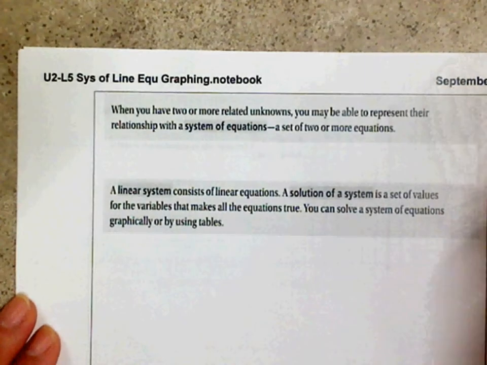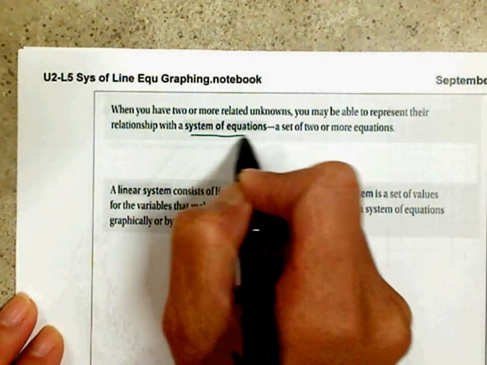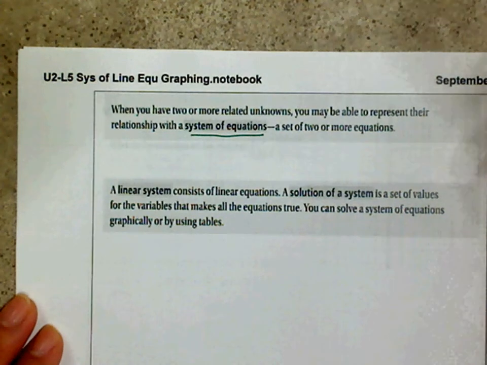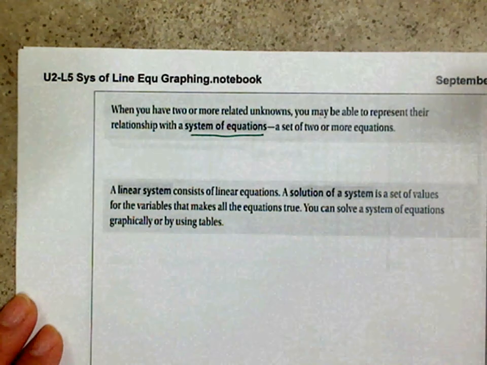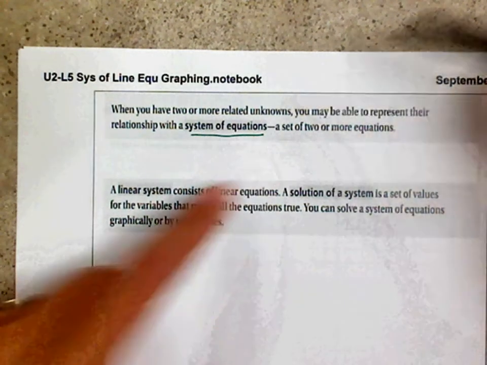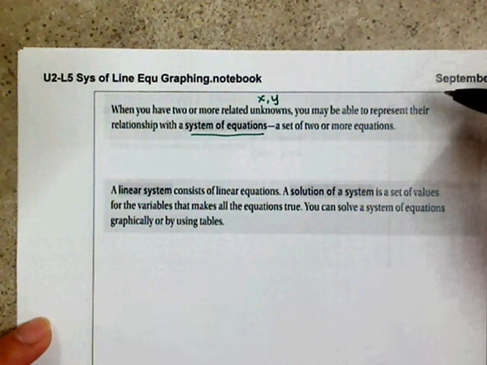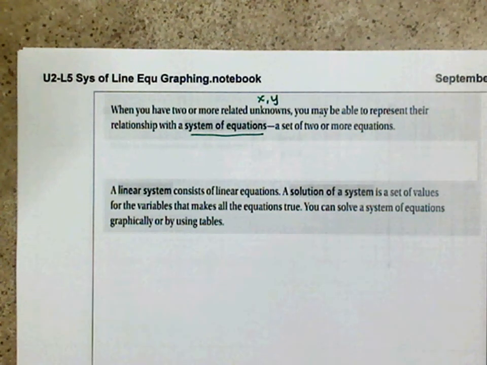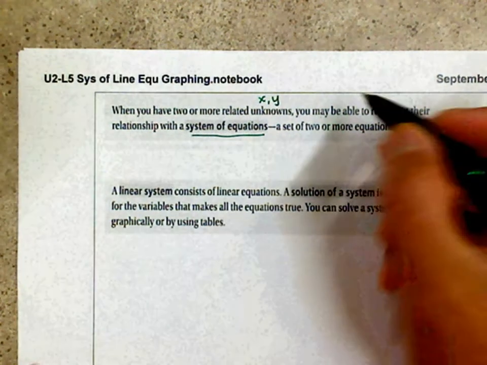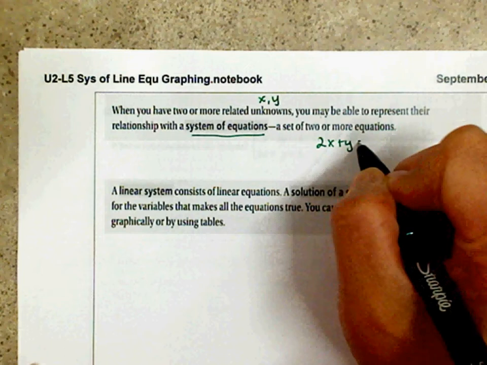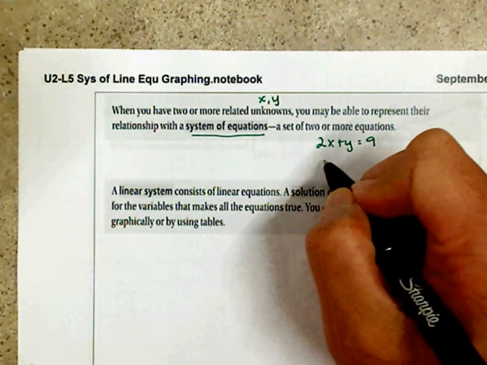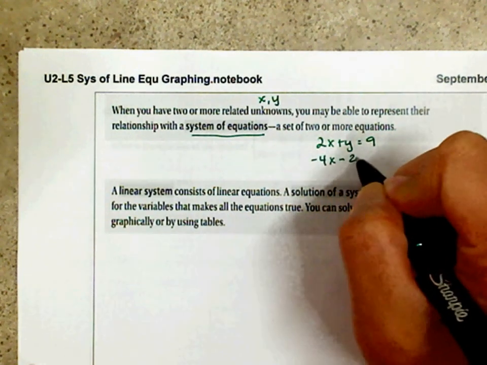First thing that you need is systems of equations. What is a system of equations? It's basically a set of two or more equations. When you have two or more related unknowns, like x, y, a, b, you may be able to represent the relationships with a system of equations. So a system of equations is a set of two or more equations, but you have to have two unknowns. For example, 2x plus y is equal to 9, there's one equation, and negative 4x minus 2y is equal to 12, there's the other equation.